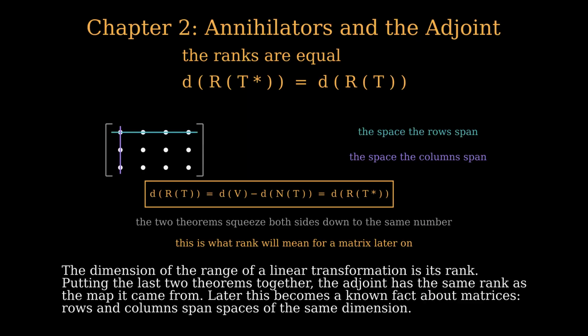The dimension of the range of a linear transformation is its rank. Putting the last 2 theorems together, the adjoint has the same rank as the map it came from. Later this becomes a known fact about matrices. Rows and columns span spaces of the same dimension.